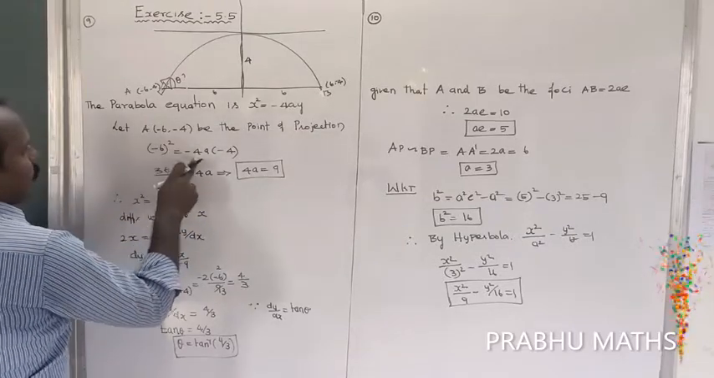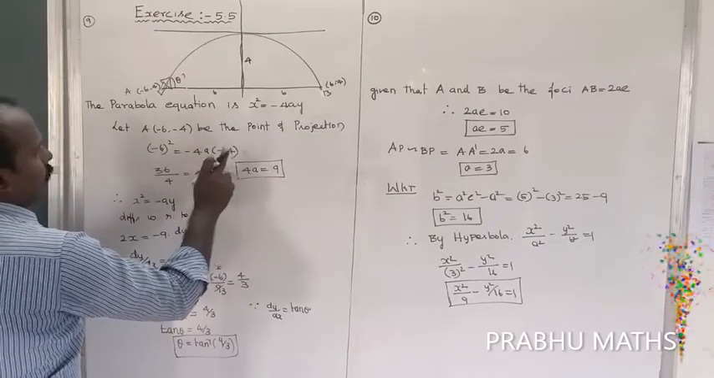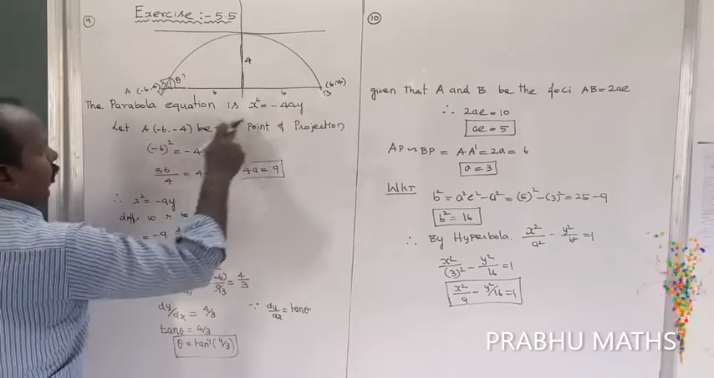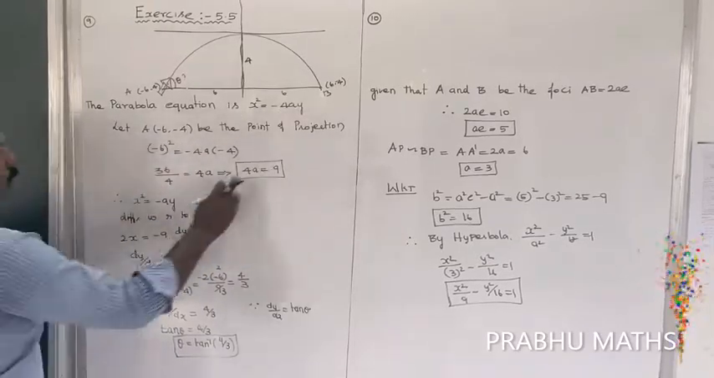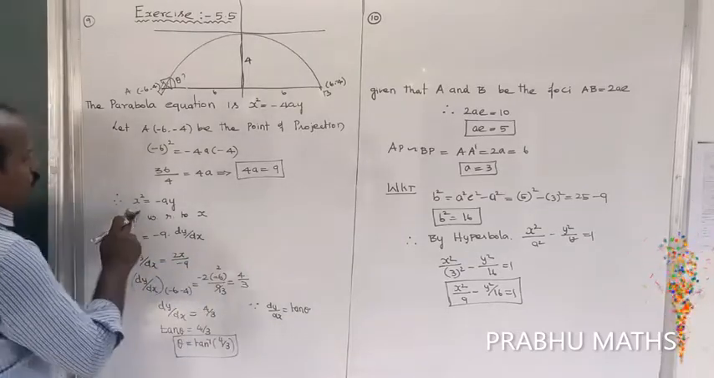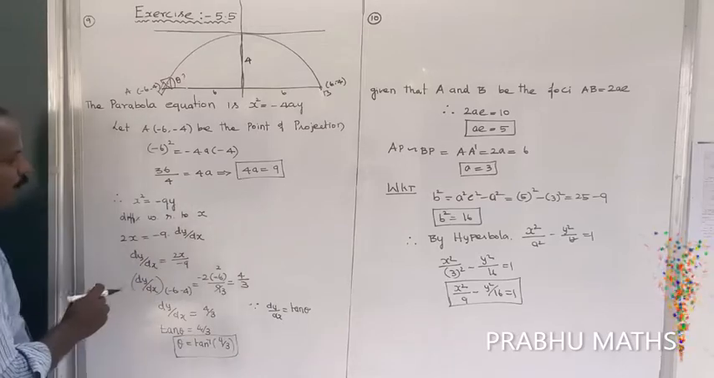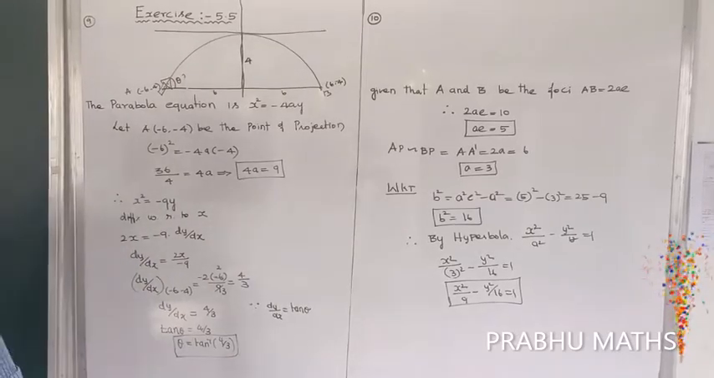Minus 6 the whole square is equal to minus 4a into minus 4, that is x replaced by minus 6 and y replaced by minus 4. Now 4a is equal to 9. So x square is equal to 9y. X square is equal to 9y. So this is the equation.